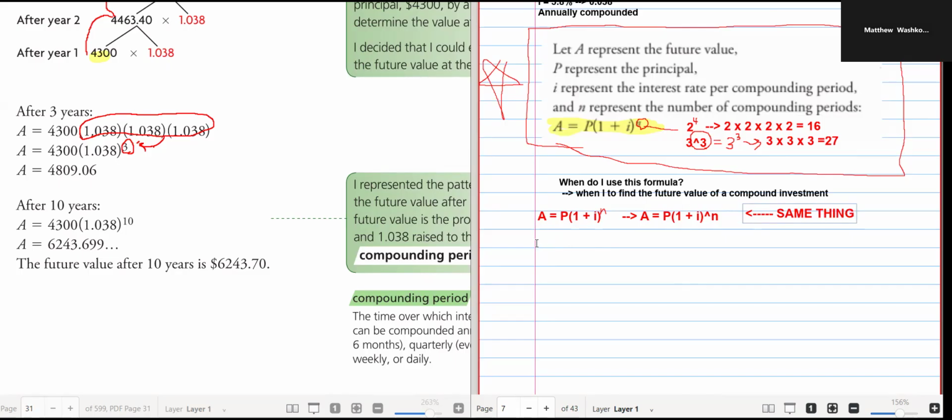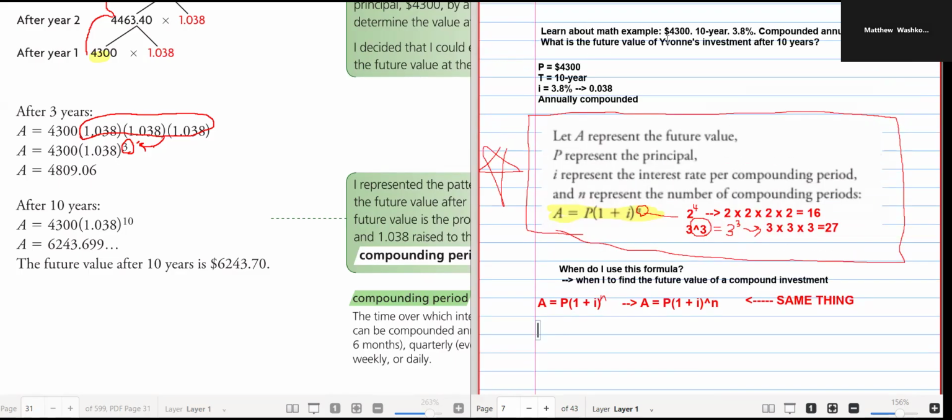All right. So with that out of the way, go back to this example, right? $4,300, 10 years, 3.8% compounded annually. Well, I'm trying to figure out A, right? I want to know what the end value is, what the principal plus the interest is. That's what A is. Now, the principal was $4,300, and then in brackets, $4,300 times 1 plus i. What's i? 3.8. Nah, did it wrong. Put it as a decimal. Then it's to the power of 10, because it's 10 years.